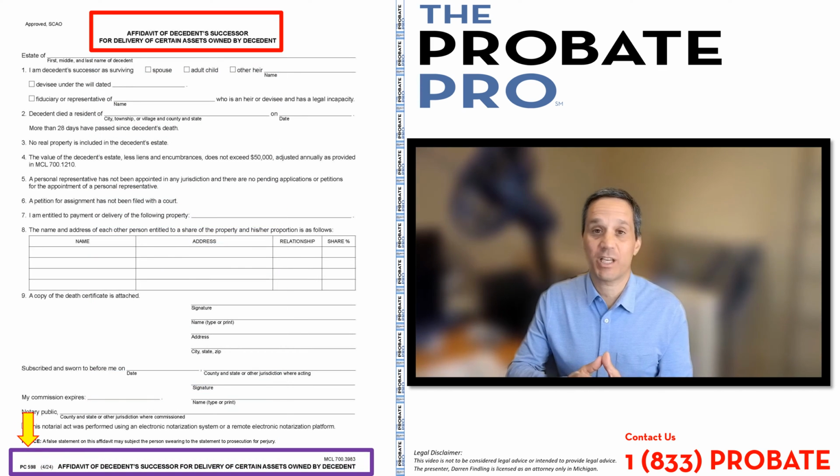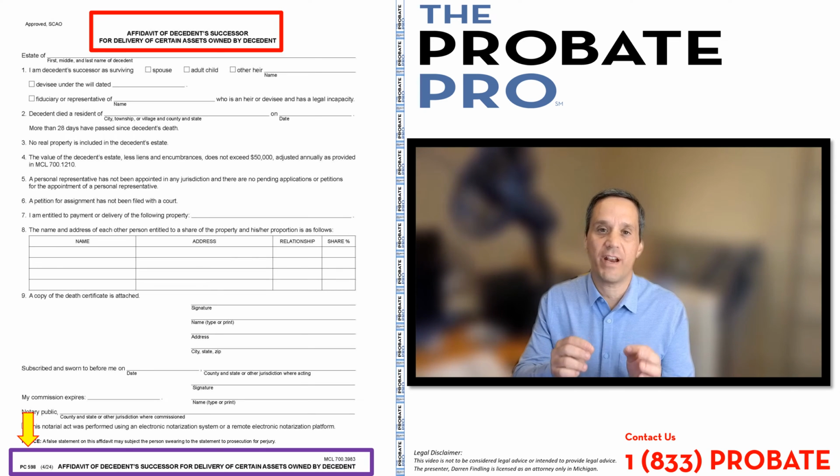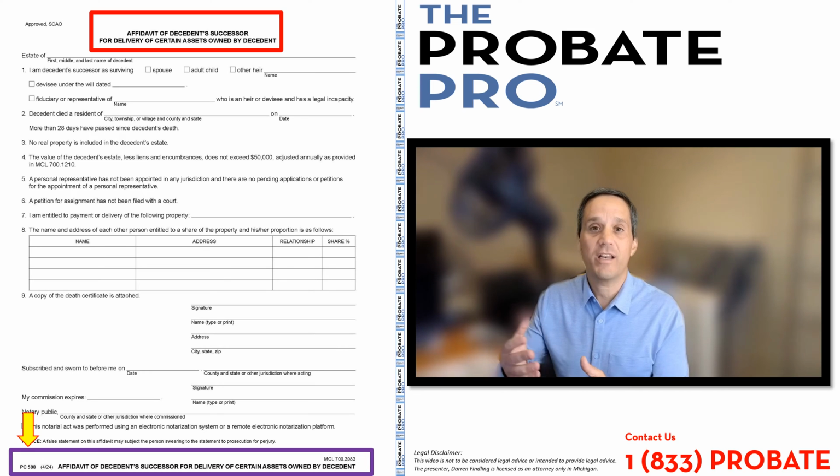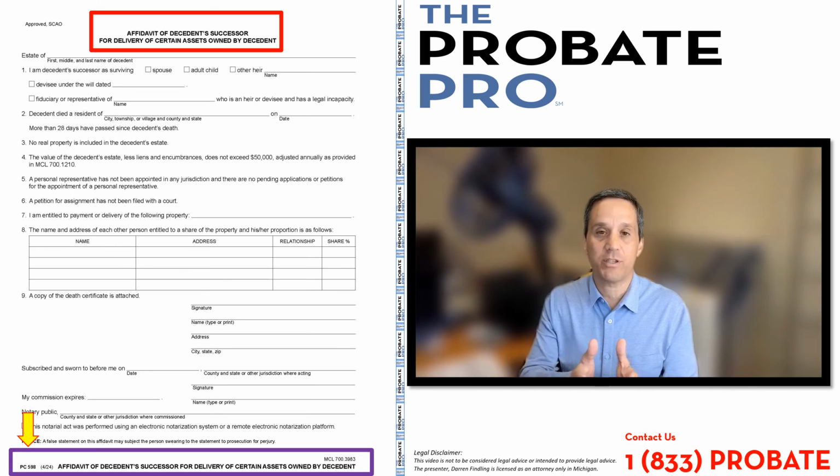Hi, I'm Darren Findling of the Probate Pro, and we're going to cover this very important form that's utilized in Michigan to withdraw money from financial institutions. This form underwent a significant change as of February 21, 2024. The most significant change affects the amount of money that can be withdrawn from a financial institution or the delivery of an asset from about $25,000 to all the way at $50,000.